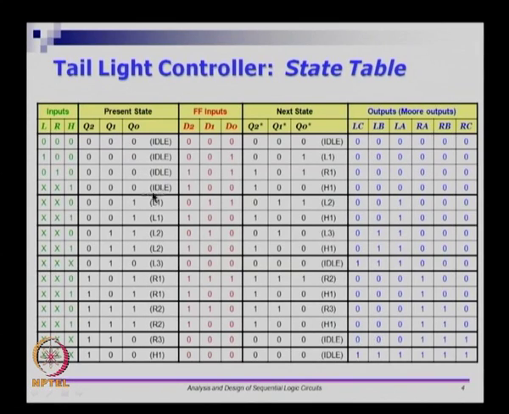So based on what state you are in, if you are in idle state, you always have all the lights turned off. If you are in state L1, you have LA turned on. If you are in state L2, you have both LA and LB turned on. If you are in state L3, all 3 lights are turned on. Similarly, R1, R2 and R3, you have the outputs described. So there is a much more concise representation.